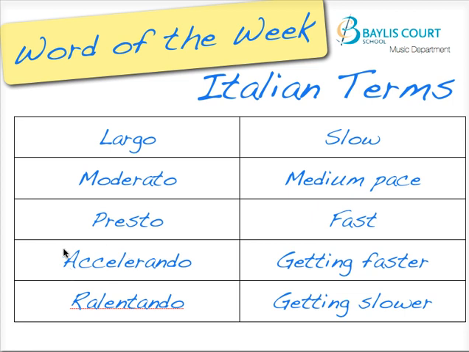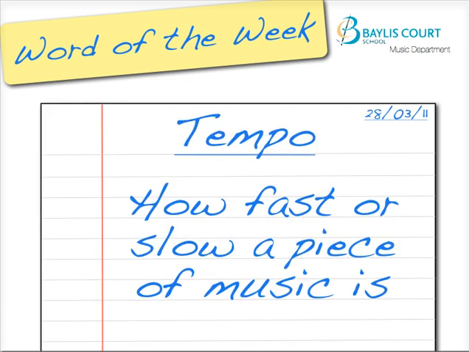Easy to spot that one because it looks like accelerate, accelerando. And then we've got rallentando, which means getting slower. Rallentando meaning getting slower, often abbreviated to just a ral. So if a musician says to you, let's do a ral here, they mean let's get slower at this point. So that's this week's word of the week, tempo, meaning how fast or slow a piece of music is.